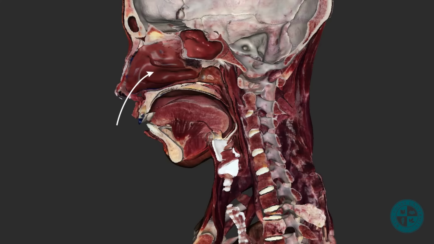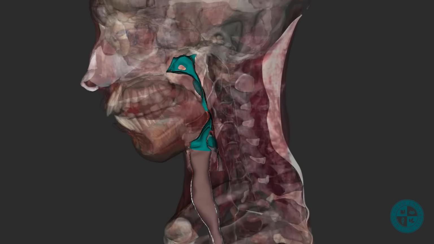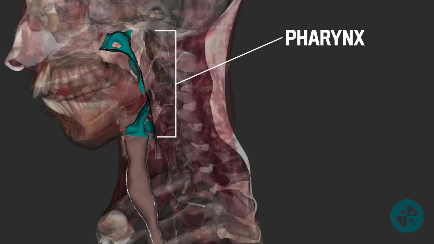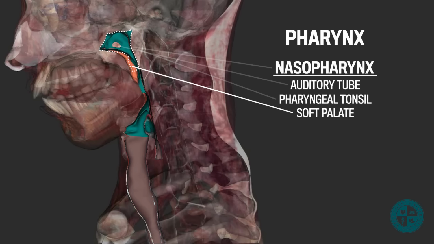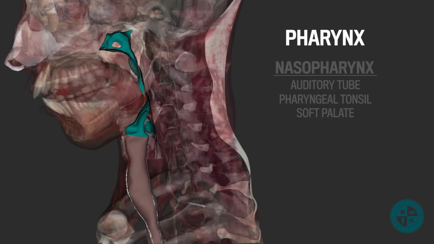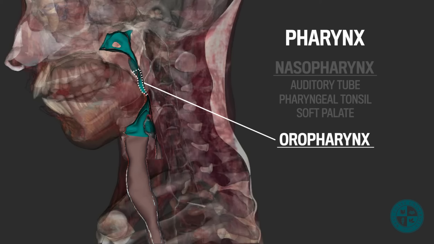As we exit the nasal cavity through the internal nares, we make our way into the pharynx. The pharynx can be broken down into 3 separate components. The superior-most portion is referred to as the nasopharynx. In the nasopharynx, we can see the opening of the auditory tube, the pharyngeal tonsils, and part of the soft palate.